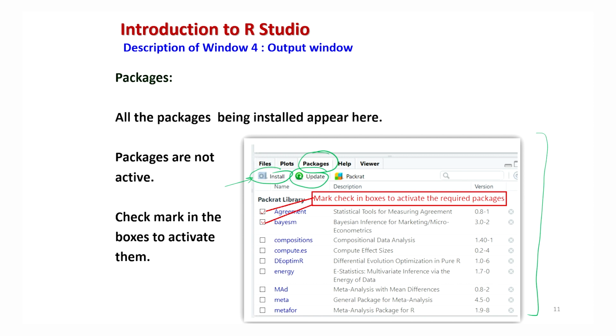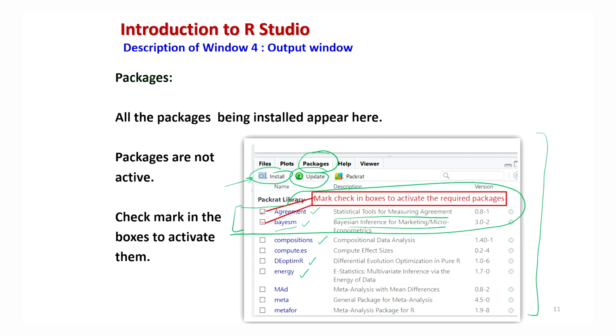So, please have a view on this part. Suppose I try to see here, say agree, here it is agreement and BaseM. So these are two packages which I had installed on my laptop. This agreement package is used for statistical tools for measuring agreement, and similarly BSM is used for Bayesian inference for marketing or microeconometrics, and similarly there are other packages, composition, DoptimR, energy, etc. So this indicates that these many packages are available in your laptop, in your software.